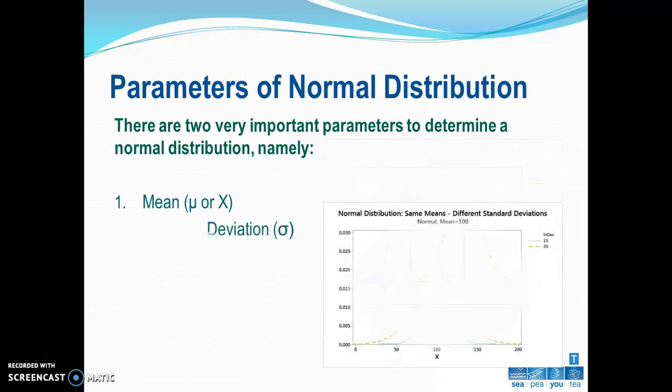The second parameter is your standard deviation. On a graph, changing the standard deviation either tightens or spreads out the width of the distribution along the x-axis. A large standard deviation produces distributions that are more spread out, which could be depicted in your green graph.